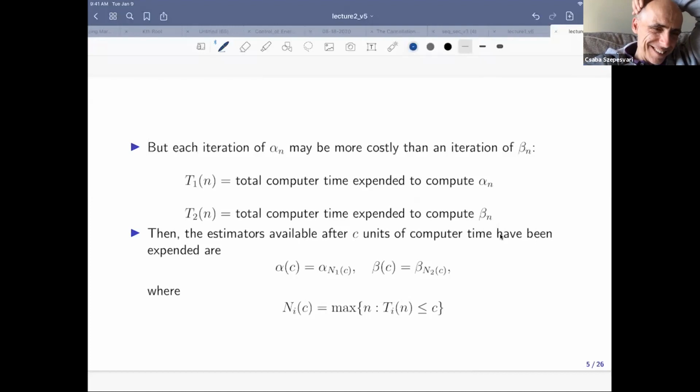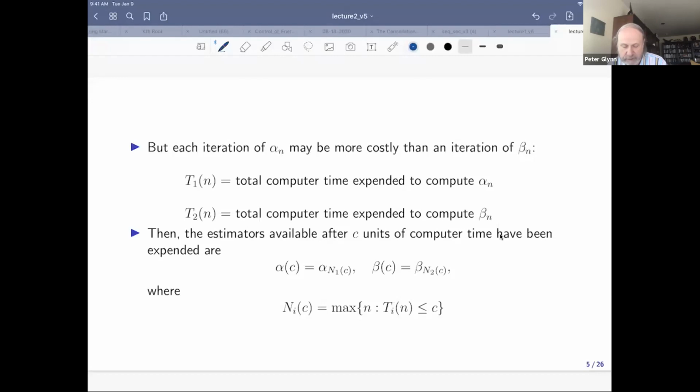Each iteration of alpha n could be much more costly than an iteration of the second algorithm. So you really need to look at something that takes into account the work required to compute one estimator versus the other. That you can do by accumulating the total computer time required to compute alpha n and correspondingly beta n.